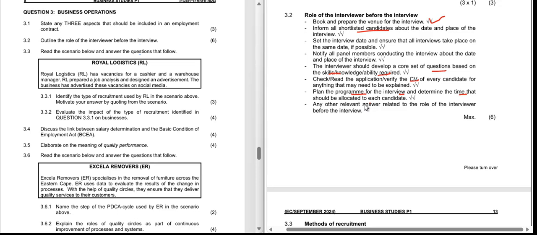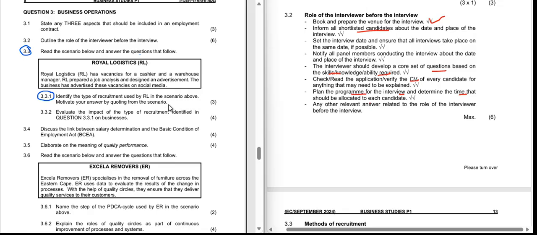And then 3.3, Royal Logistics. Okay, so Royal Logistics has vacancies for a cashier and a warehouse manager. Royal Logistics prepared a job analysis and designed an advertisement. The business has advertised these vacancies on social media. So the first question is, identify the type of recruitment used by Royal Logistics in the scenario above and motivate your answer by quoting from the scenario.